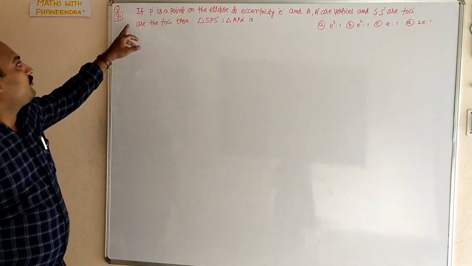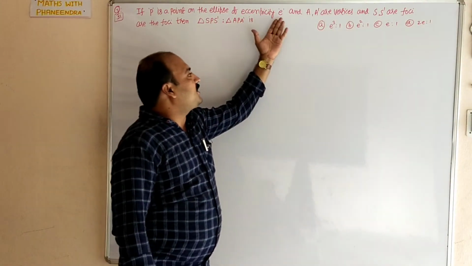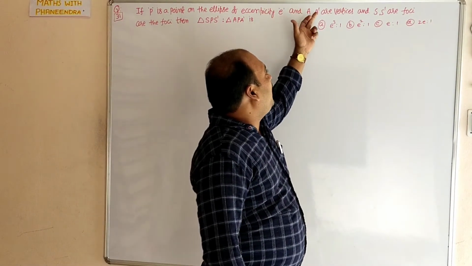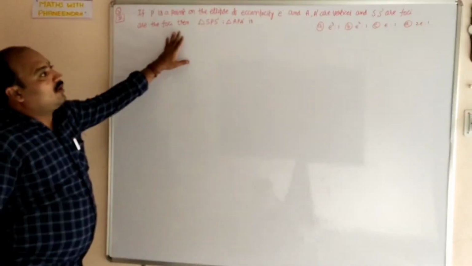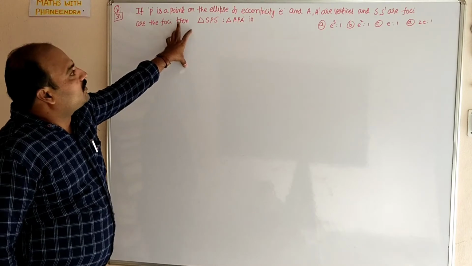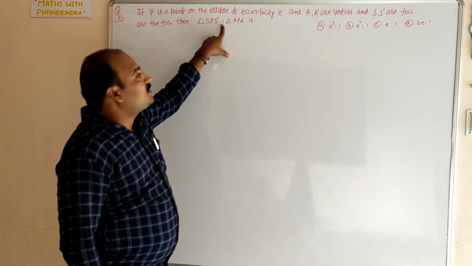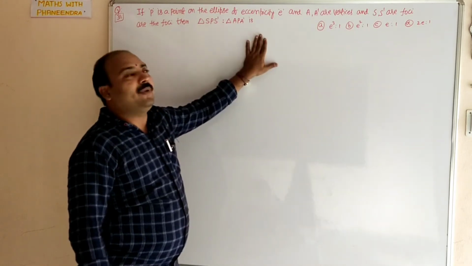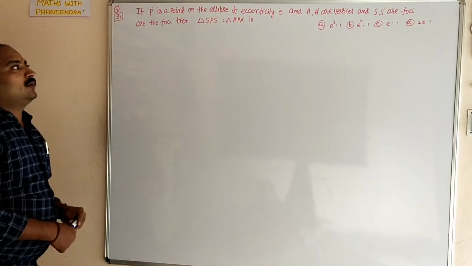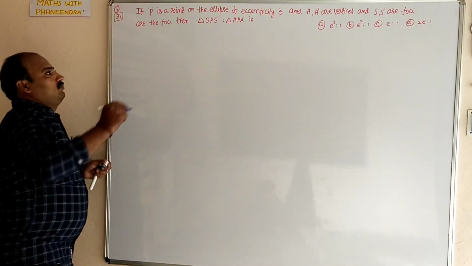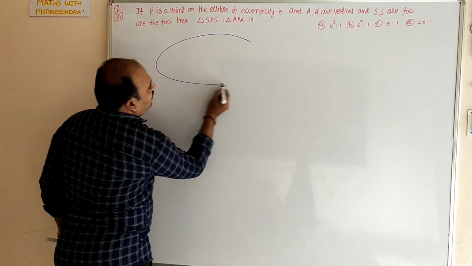The next question. If P is a point on the ellipse of eccentricity E, and A, A dash are the vertices and S, S dash are the foci of the ellipse, then the area of triangle SPS dash is to the area of triangle APA dash is. This is the information we want. So first you have to draw the rough figure, then you will get an idea.